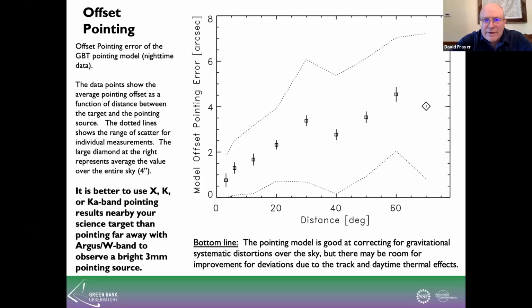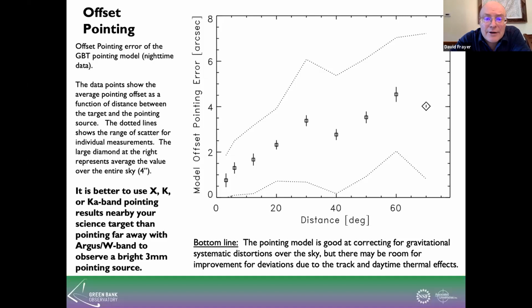One of the issues we have with such a big dish is its pointing. We have a good pointing model. This plot shows the offset pointing as a function of distance on the sky. If you look at two different points on the sky separated by a set distance, how far off would you be if you pointed 40 degrees away from your target source versus 10 degrees away? The point of this plot is that it's better to point nearby your target position than very far away when you're doing high frequency observations.